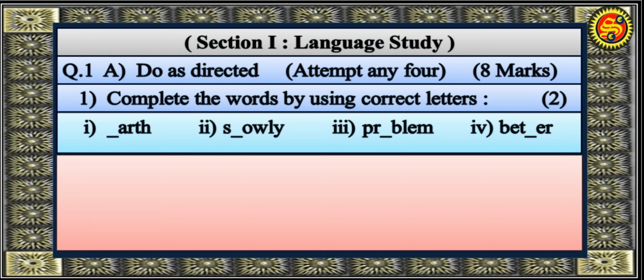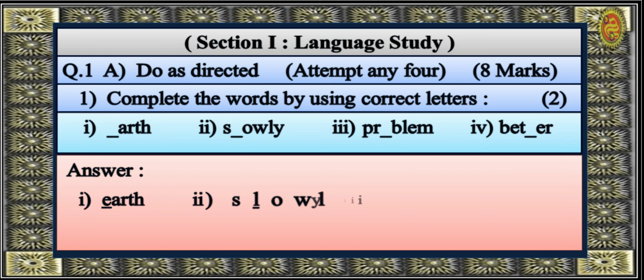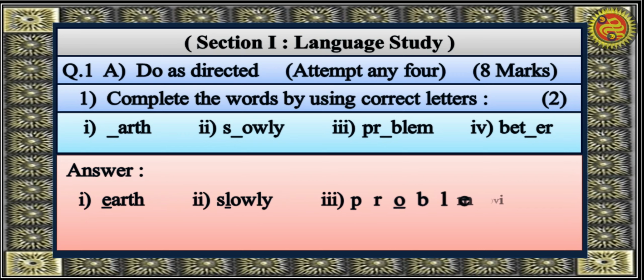Question 1 A. Do as directed. 8 marks. First, complete the words by using correct letters. 2 marks. Answer: earth, slowly, problem, better.